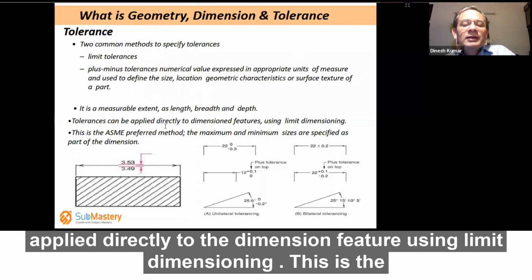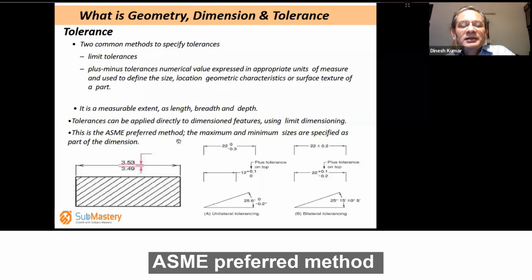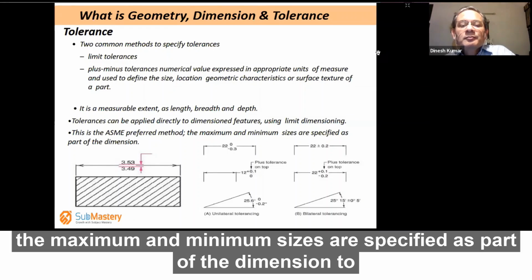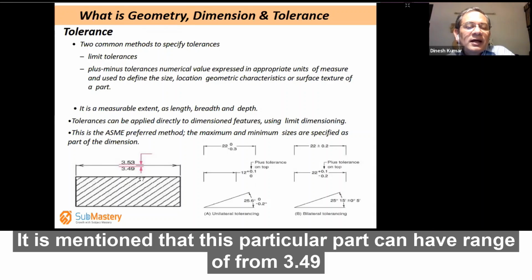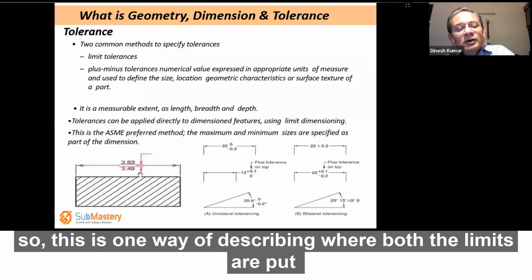Tolerance can be applied directly to the dimension feature using limit dimensioning. This is the ASME preferred method. The maximum and minimum sizes are specified as part of the dimension. So if you take a look at this, here it is mentioned that this particular part can have a range from 3.49 to 3.53. So this is one way of describing where both the limits are put.